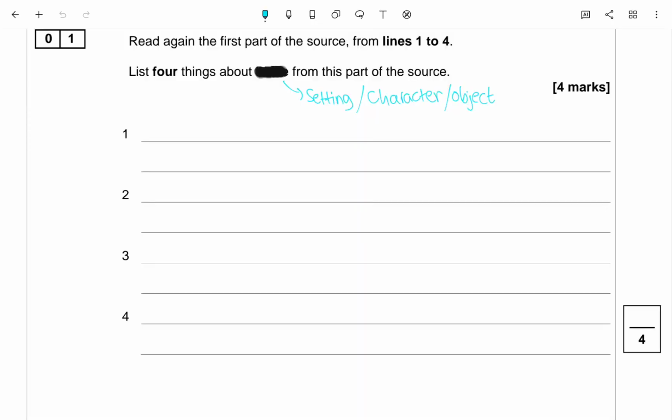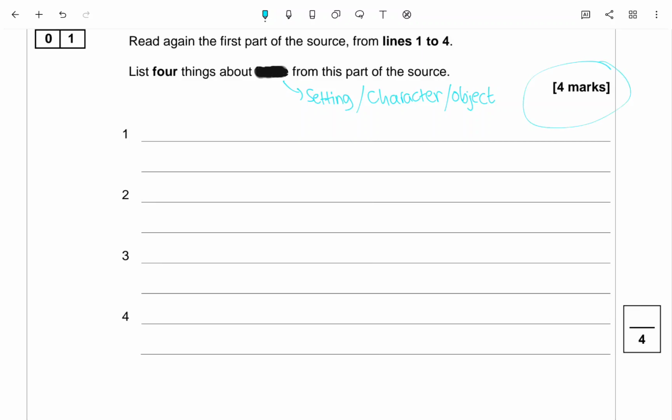So the first question will read something like this. Read again the first part of the source from lines 1 to 4. List 4 things about something. That could be about the setting, the character, or an object from this part of the source. And it's from specific lines, so here it'd be lines 1 to 4. And it's worth 4 marks.